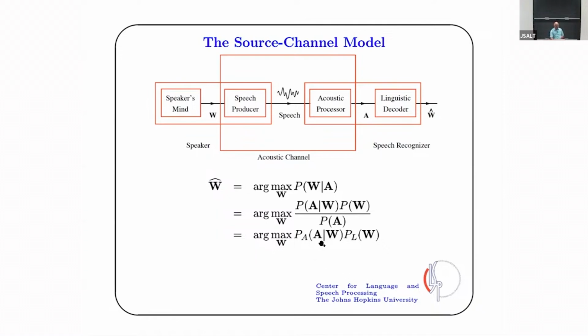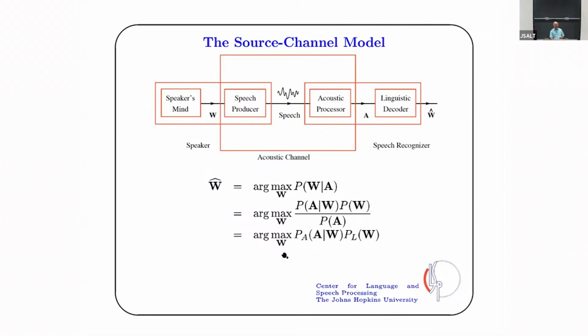Like, what does the sequence of vectors look like given a word or a sequence of words? That's the acoustic model, right? So this is a model on sequences of words or discrete symbols. This is a model on sequences of vectors given a sequence of symbols. Everybody with me? So the thing on the left is called the acoustic model. The thing on the right is the language model.